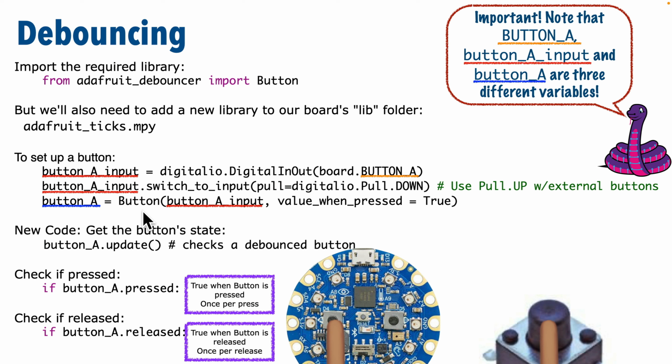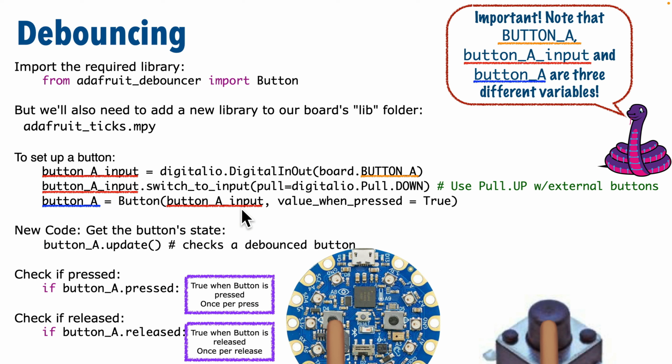It's only going to report its state once per press or release, but we need to pass in the initial setup from above, so that's why I call this button_A_input. So when I set up the button_A here and call the Button class, I'm going to pass this in as our input here when we create that debounced button.